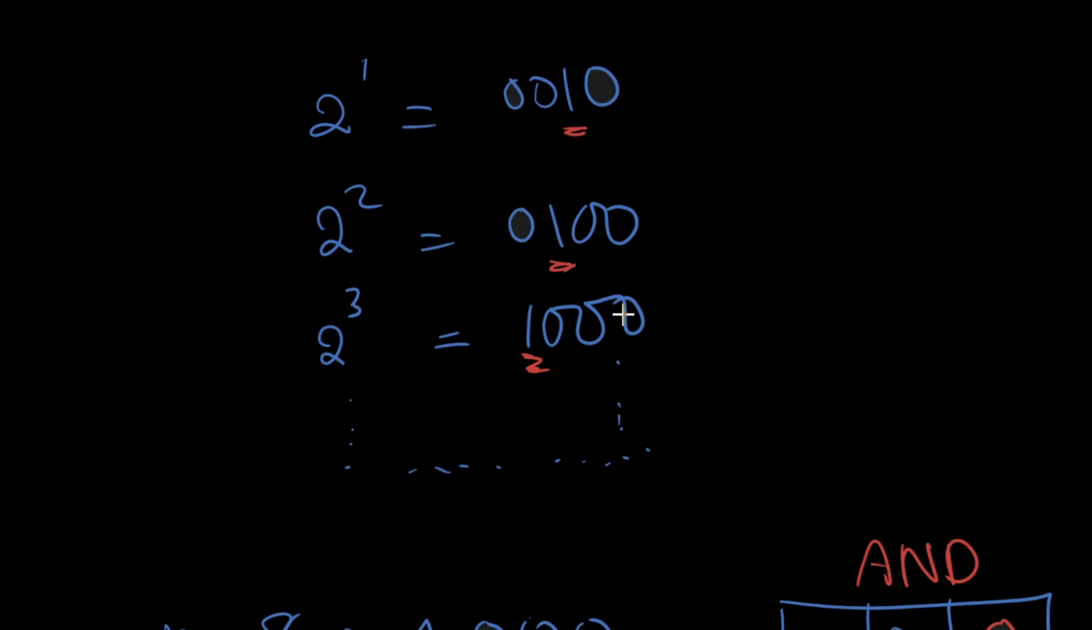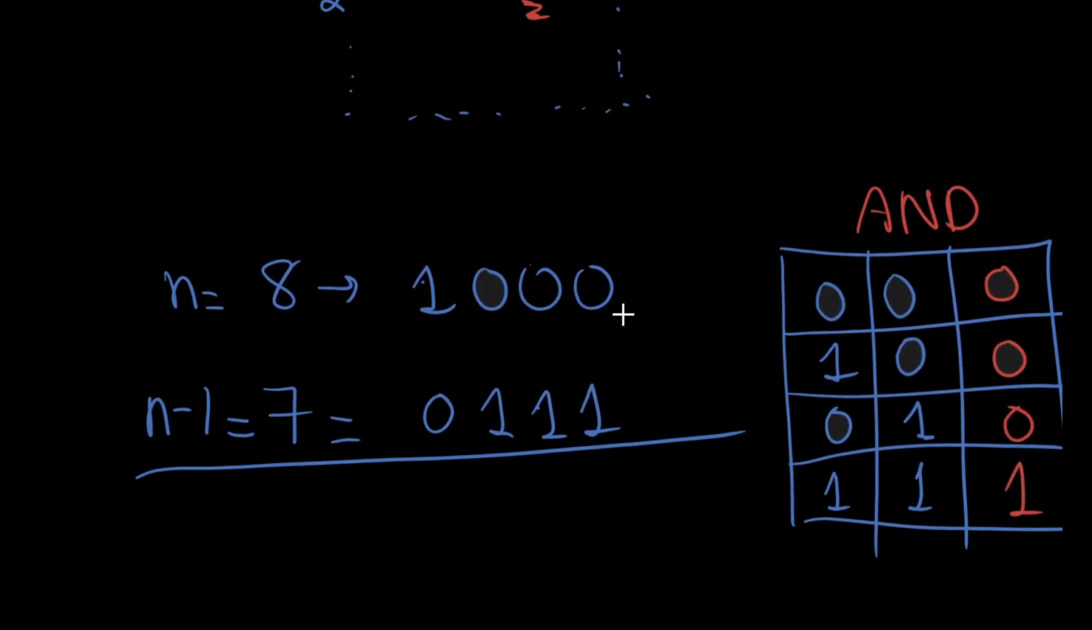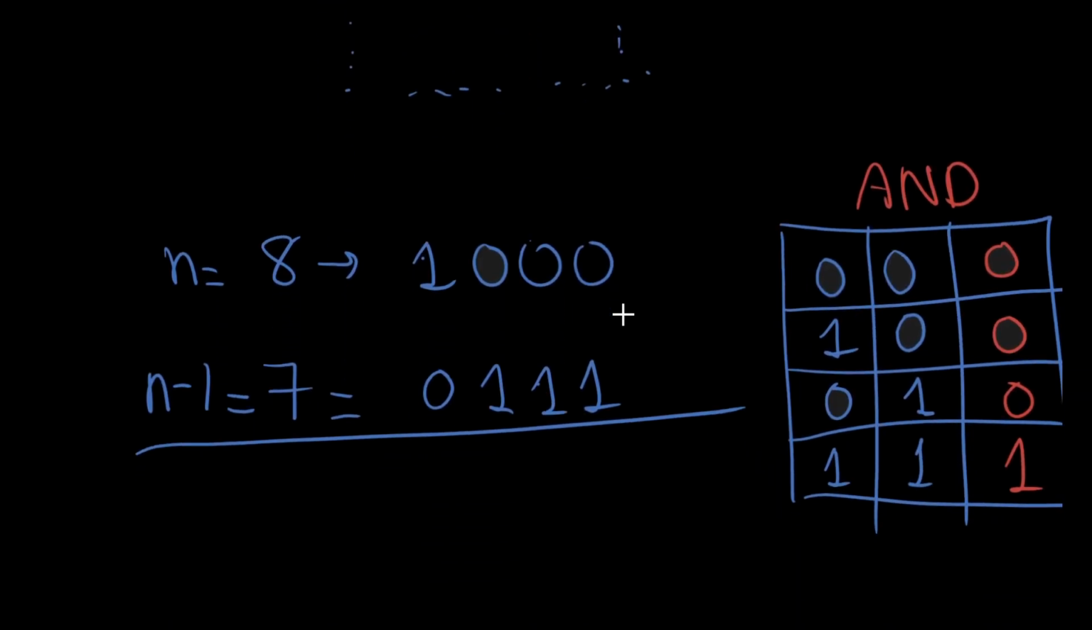So how can we take this pattern and come up with an optimal solution? The trick here is we're going to use a bitwise AND operation. Let's say we have our n equal to 8. We turn that into a binary representation, which will be 1000. Then we take n minus 1, which is 7, get its binary representation, and do the bitwise operation.